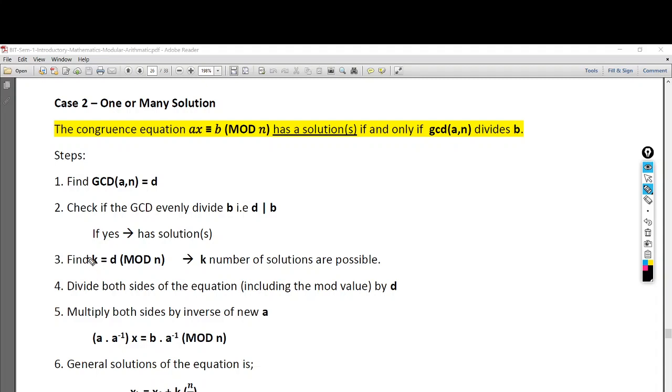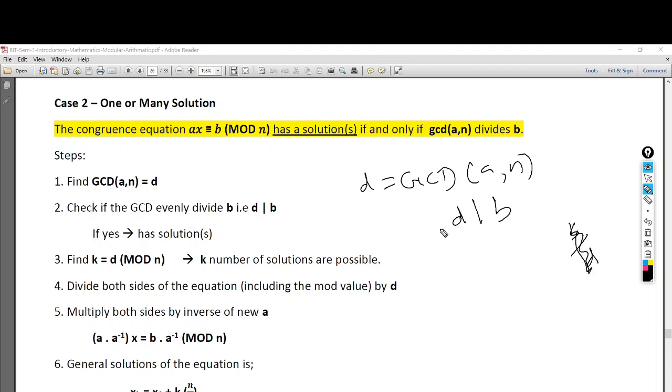So we have to find another value called K. We are just giving them letters so that we can refer to them later. Now remember, we have found D, which is basically the GCD of A and N, and also you have found that this D divides B. That is why we are proceeding, otherwise we stop. That means B is divisible by D. That is what is meant by D divides B.